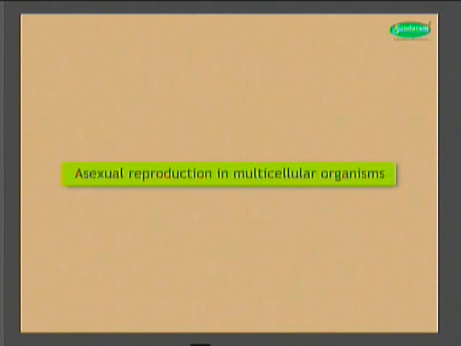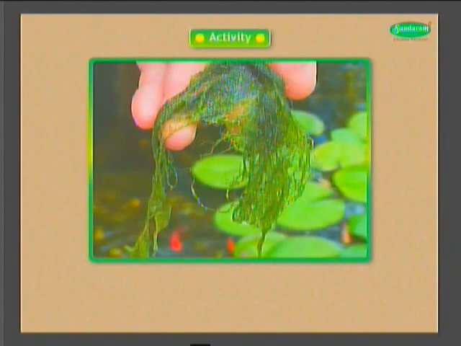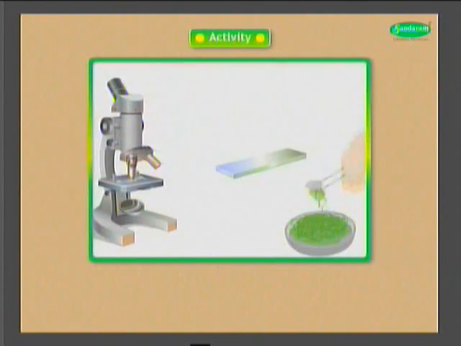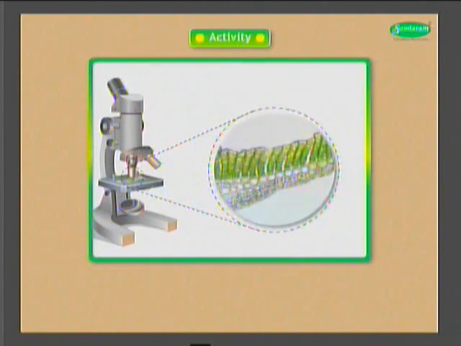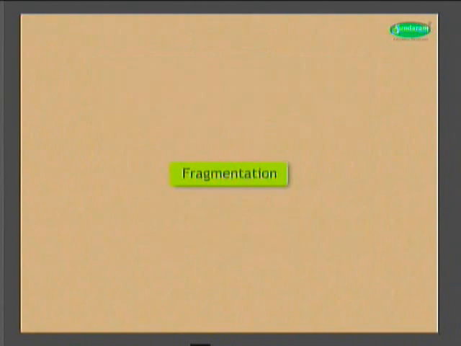Let us look at the asexual reproduction in multicellular organisms. Activity: collect slimy green filaments from a pond. Put 1 or 2 filaments on a slide. Observe the slide under the microscope. It looks like this. Fragmentation.